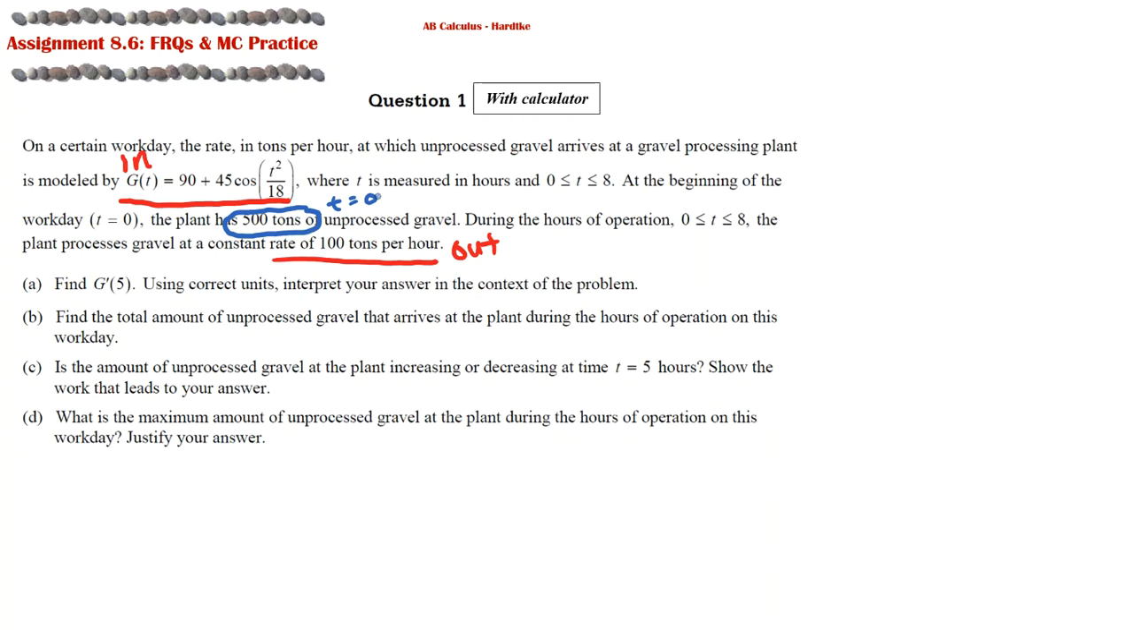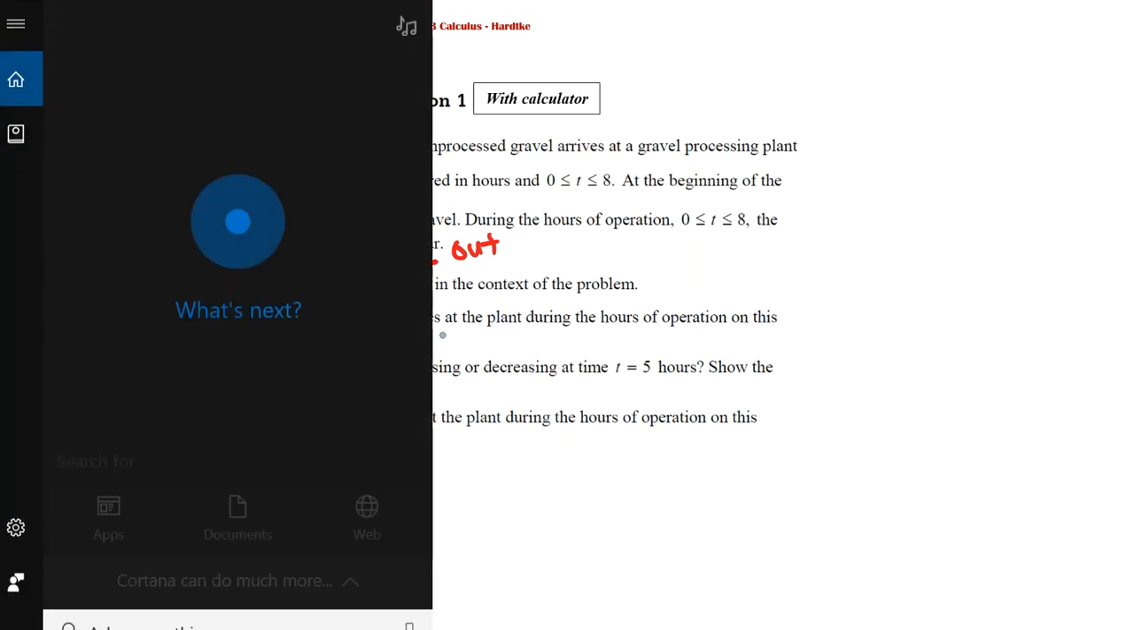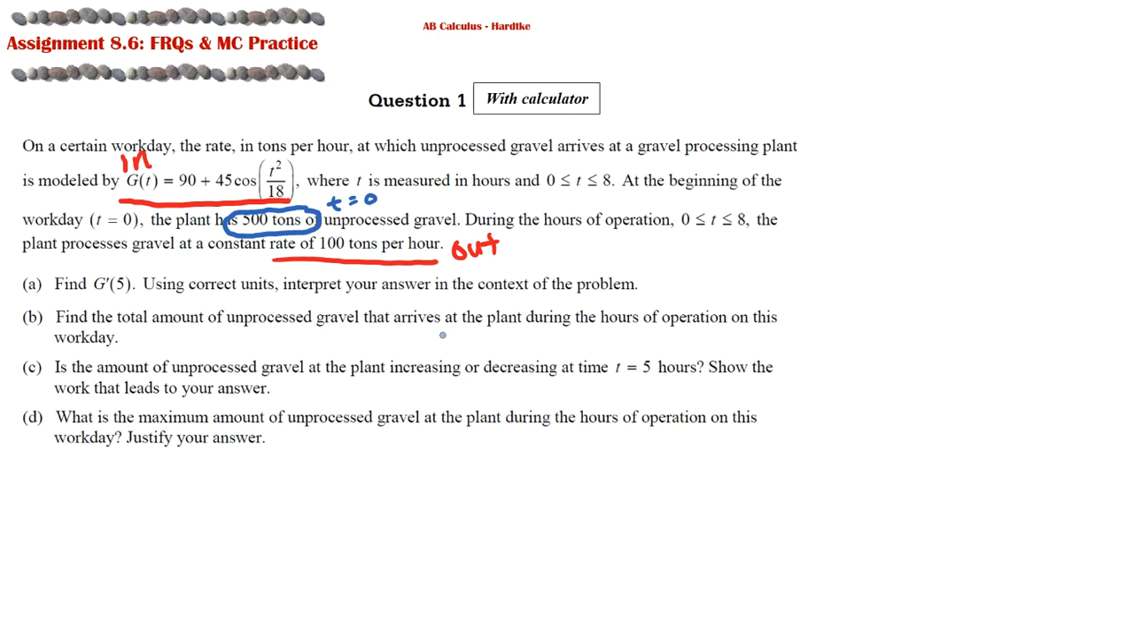All right, so then if you would stop and think about putting this into your calculator, because as I look through the parts of the problem, I'm going to be asked to find the derivative of g, so that's actually going to be a second derivative, tons per hour, and then we're looking for a total amount that arrives. So I see the net change theorem. Remember, if you accumulate a rate, you will get a net change.